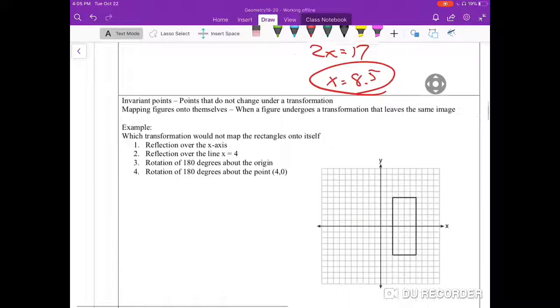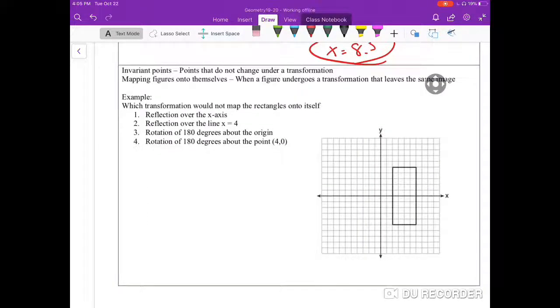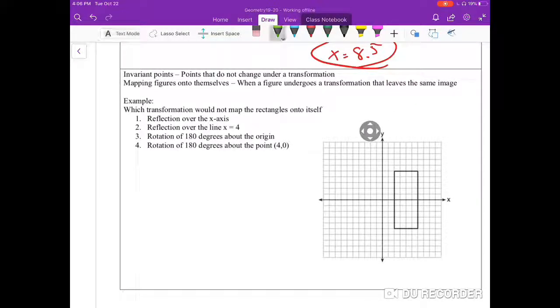All right. This is important. This multiple choice question comes up a lot. You're definitely going to see it on your test. So invariant points, points that do not change under a transformation, right? And mapping figures onto themselves. So when a figure undergoes a transformation that leaves the same image, this question comes up a lot on the regions. It comes up at least once, or it'll definitely come up on the test.